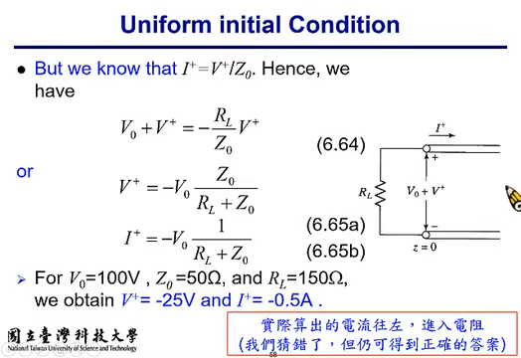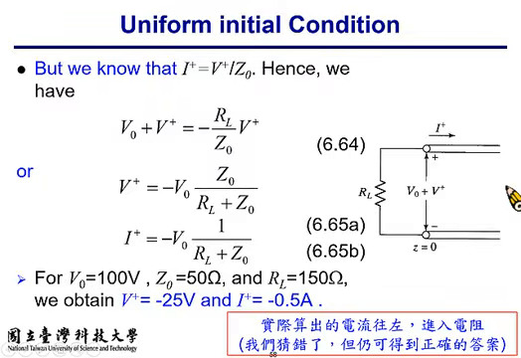Okay, so now we can substitute the numbers. Say V sub 0 is 100 volt, the characteristic impedance is 50 ohm, and the load impedance is 150 ohm. You can calculate that the V plus voltage is minus 25 volt, and the I plus current is minus 0.5 amp.